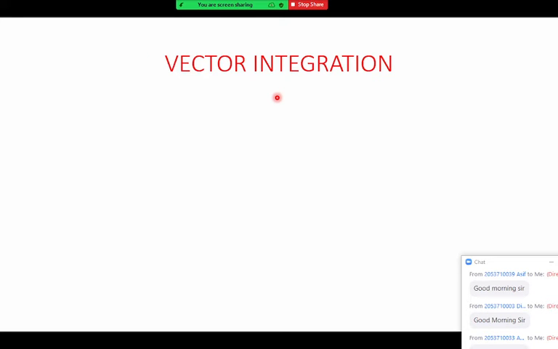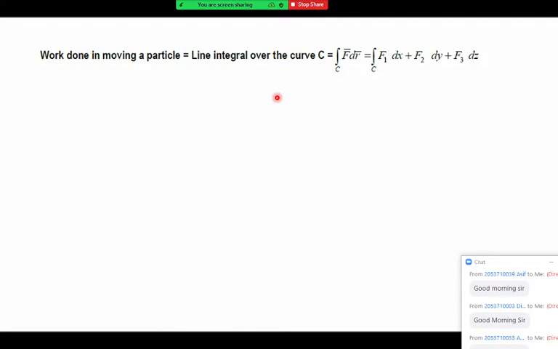Now in vector integration, again we have three important articles. We are going to start with work done, work done for moving a particle. Then we have Stokes theorem. The particular case of Stokes is Green's theorem, and lastly Gauss divergence theorem. So those are the three articles we have here. Let me see the first article today. The first article from vector integration is work done.